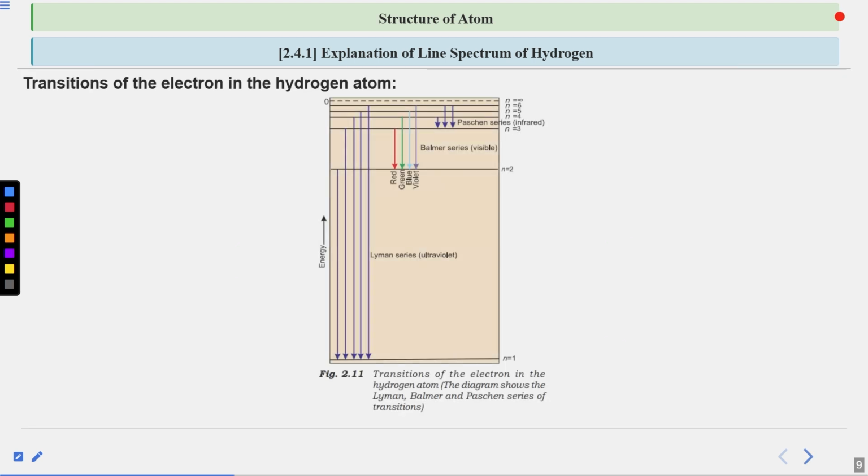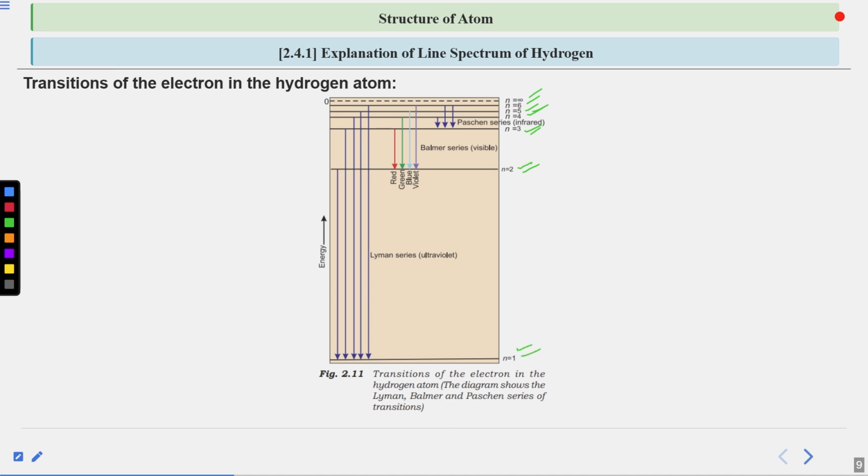So this is the diagram. What we have done initially is excite the electron. Now it may go to the second state, the third state, the fourth state, the 5, the 6, up to infinity. Now on coming back, it can come to the ground state, 1.